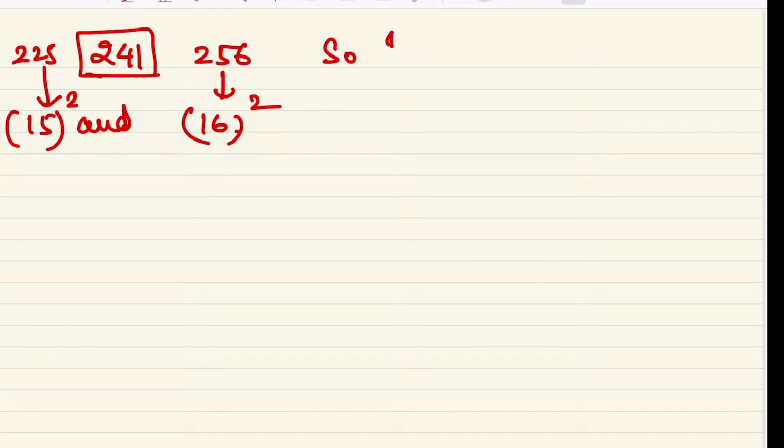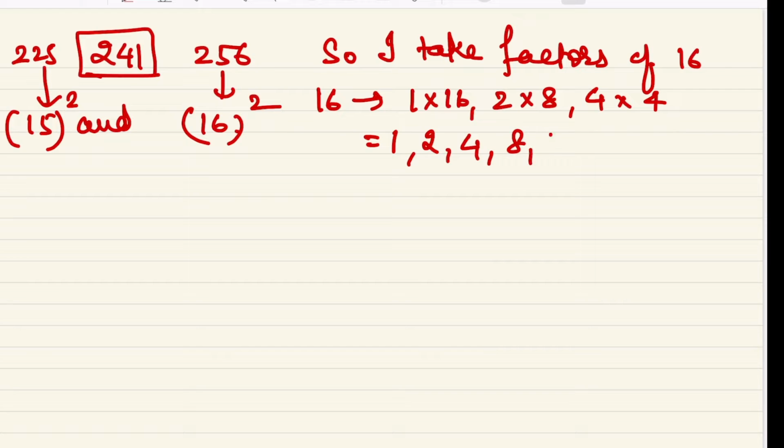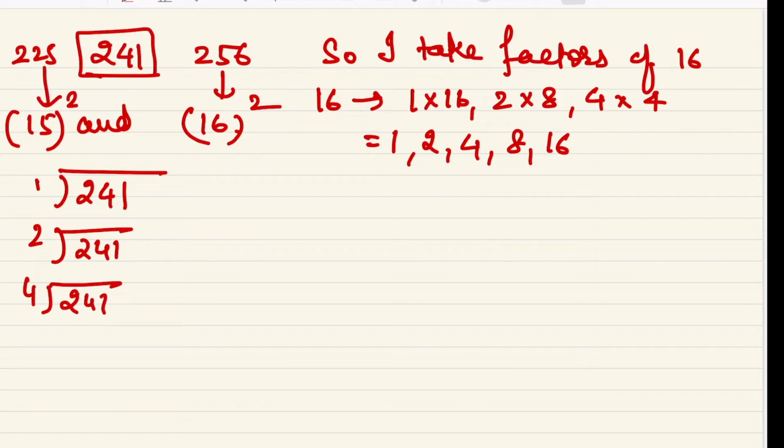So I take the factors of 16. Factors of 16 are 1 into 16, 2 into 8, 4 into 4. So all the factors of 16 are 1, 2, 4, 8, 16. Now I try to divide 241 by all these factors: 1, 2, 4, 8 and 16.